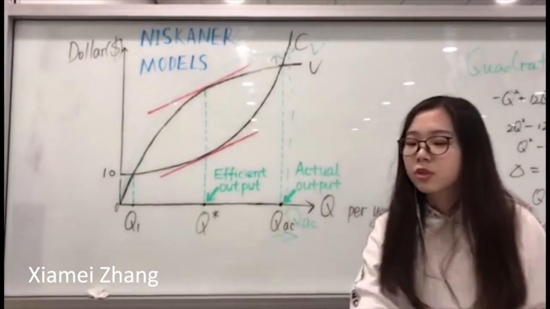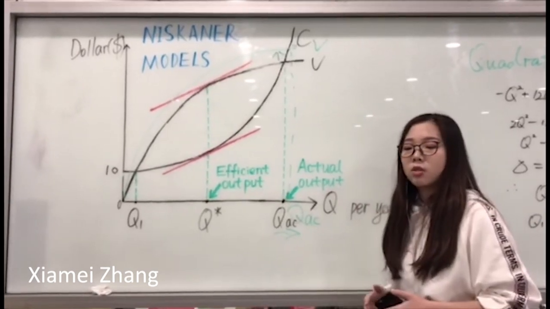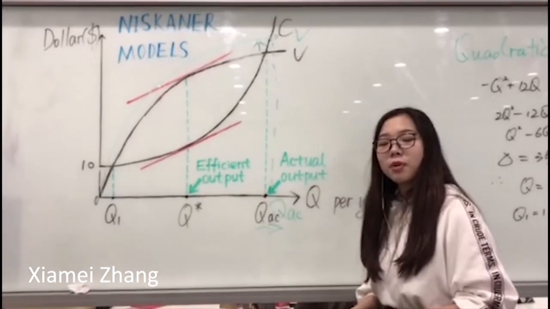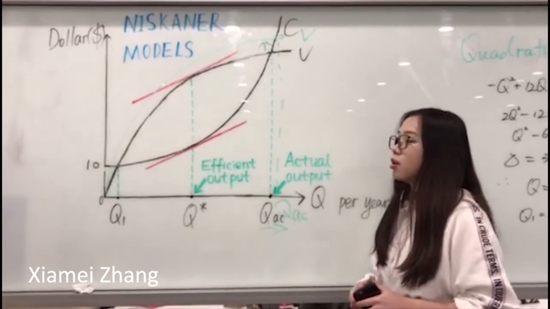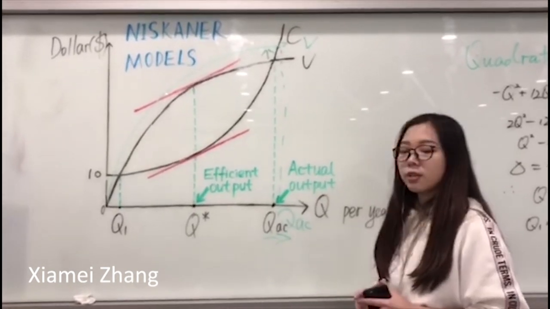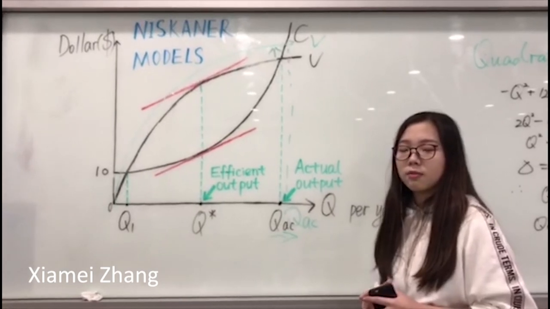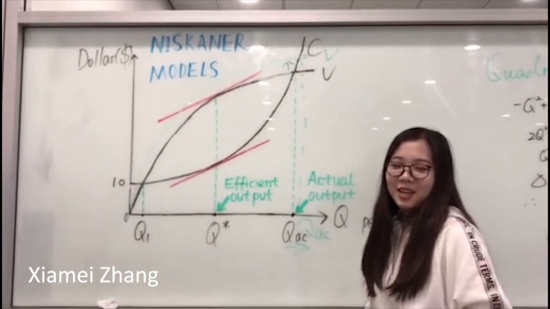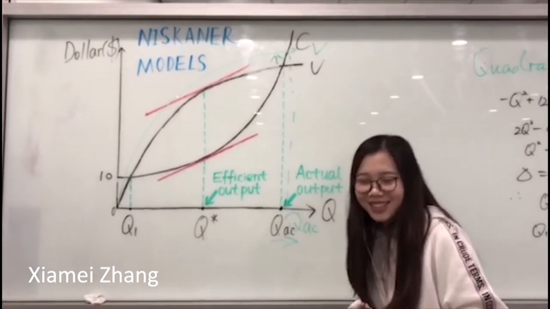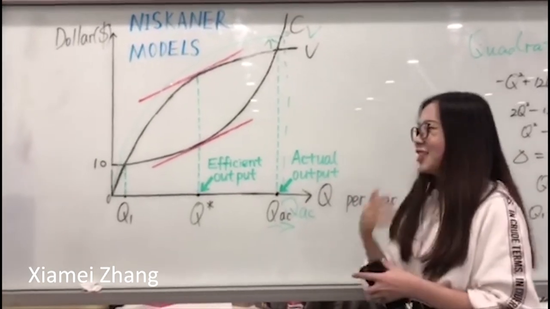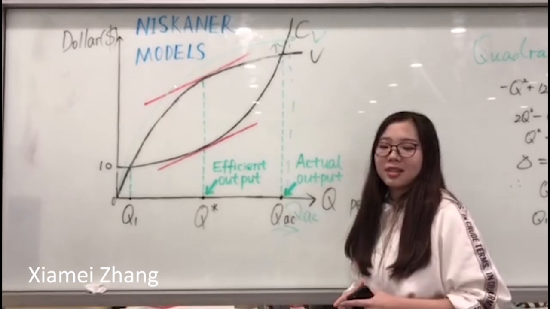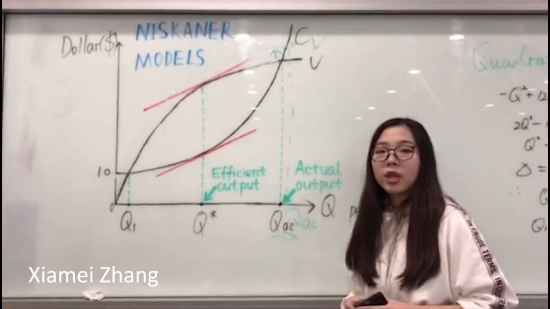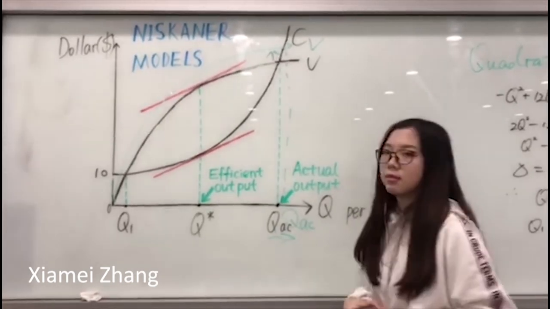We can see that bureaucrats use over-inflated budgets to oversupply the public services, increasing meaningless waste such as electricity.